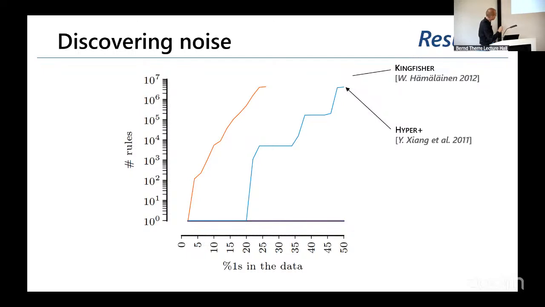Two methods. Kingfisher is the statistics-based pattern miner; it only reports patterns that are statistically significantly more frequent than you would expect. This data is completely random, sampled uniformly at random, and the only thing we adjust is the number of ones in the data. So basically every cell in the matrix is a Bernoulli variable where we just change the probability. That's the x-axis. It should be at 0, but we are here, which is a little bit scary.